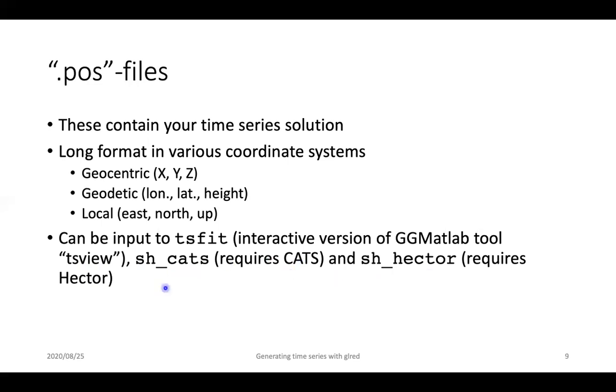programs, CATS and Hector, which we won't go into very much here, but they require installation of these third-party programs first. And they do a little bit of analysis in terms of fitting the time series and trying to understand the noise content that affects the velocity uncertainties. And you can do all of that from the POS files with TSFit or SHCATS or SHHector. And we'll talk more about that in a later webinar.